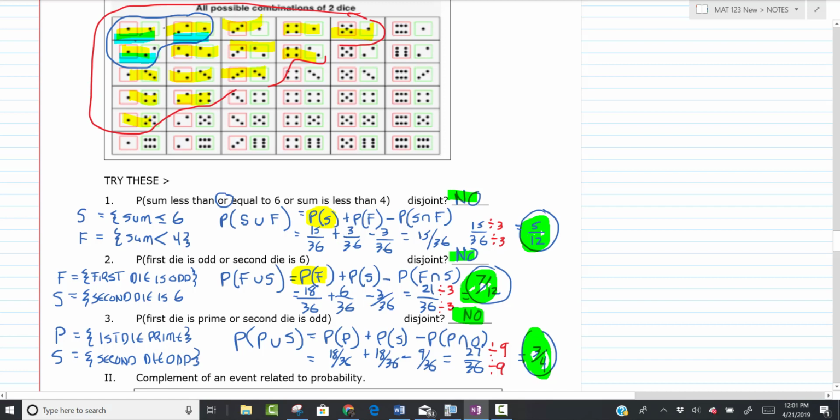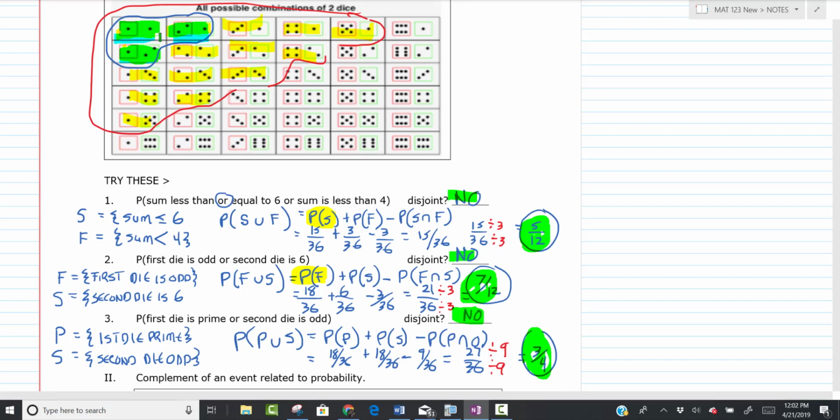Then the intersection would be these 3 here. So that would be minus 3 over 36. Add that up, you get 15 out of 36. Reduce the fraction, it's 5/12. They're not disjoint because there's an intersection. So if you look at what I highlighted in yellow and what I highlighted in blue, see how they turn green? The colors blended, so that's your set intersection then.